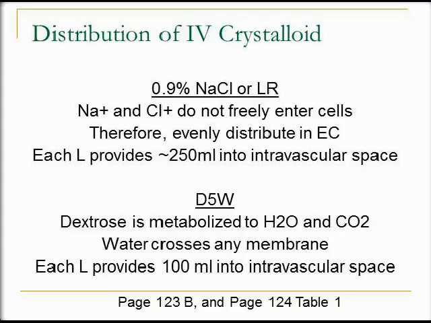Normal saline is all sodium and chloride, and lactated Ringer's contains mostly sodium and chloride, with some other things. These do not freely enter the cells. Remember that that's what separates the intracellular from the extracellular space. So they're going to stay in the extracellular space, and distribute evenly in that extracellular space. If you remember, it's 25% intravascular and 75% interstitial. So for every 1,000 mL, you're going to get approximately 250 mL of intravascular volume replacement, that's the amount of fluid that goes into your gas tank, your intravascular space, and that's what is meaningful to us in terms of perfusion.